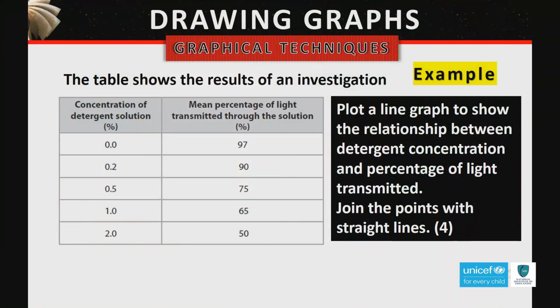Thank you, Nadine. Now let's have a look at a question related to drawing a graph. The question says a table is given with the data, taken from an investigation. Plot a line graph to show the relationship between detergent concentration and percentage of light transmission. Join the points with straight lines. Even that is given, isn't it? So Nadine Miss, can you explain how they can do this question? I will just show it again on the paper.